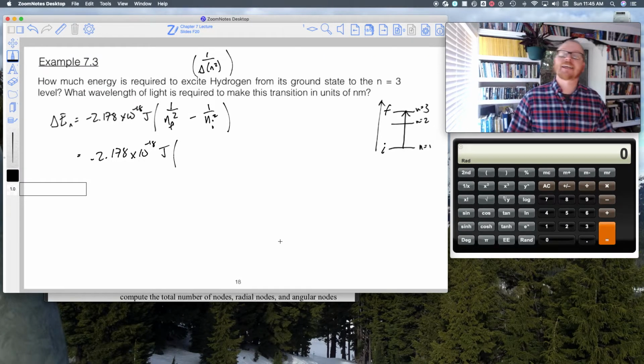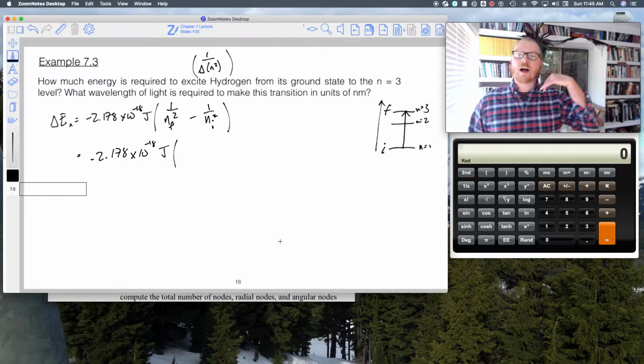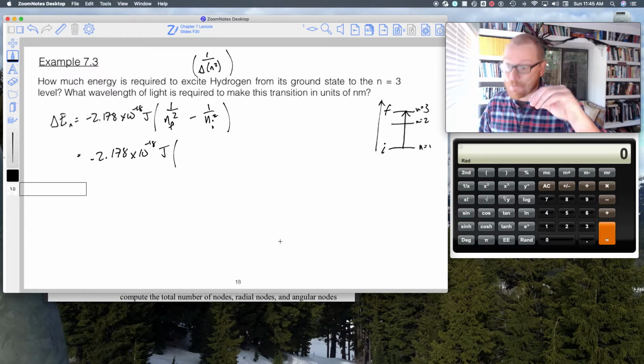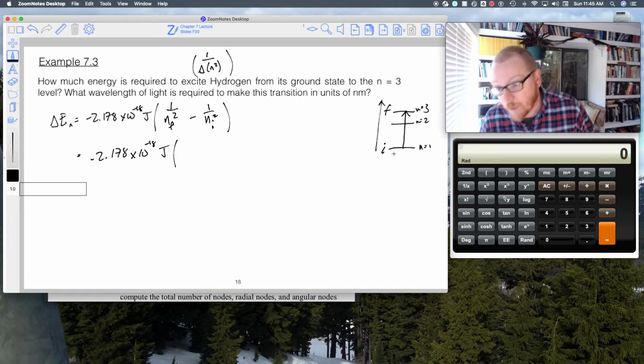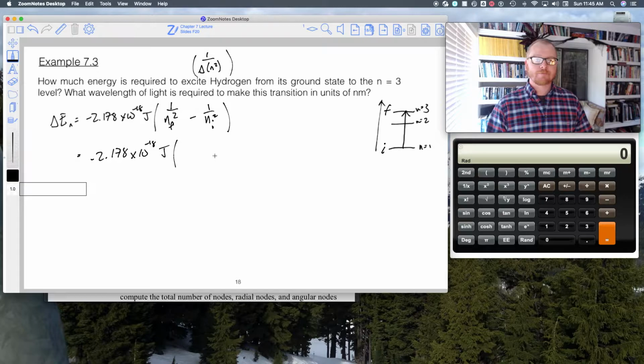If this were asking us what color of light is emitted, then it would be the opposite. We'd be starting at level 3 and going down to level 1. Okay? So now that's 1 over n final, and it's just simply 1 over 3 squared. It's literally just that value of n, 3: 1 over 3 squared minus 1 over 1 squared. As simple as that. Okay?